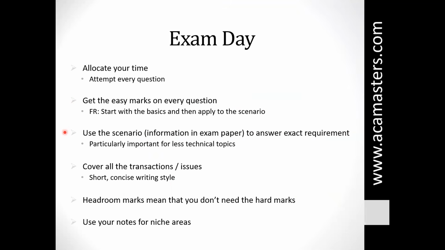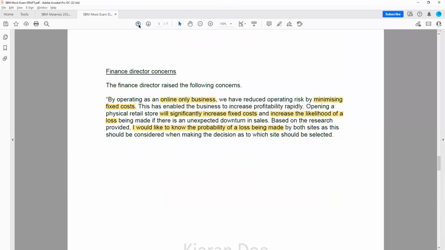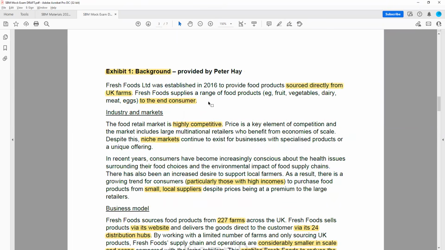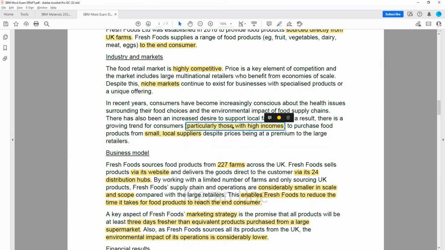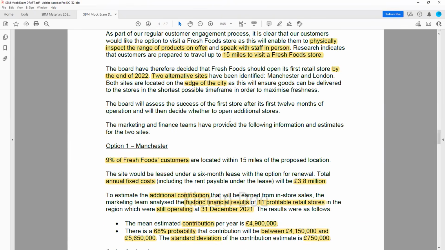So as you saw me do there, make sure you use the scenario to answer the exact requirement. Read the requirement very carefully, make sure you answer each part of it. But then when you're generating points for your answer, use the scenario as much as possible. You saw me do that. I referred to their customers as being high income, and therefore that's why London might be more appropriate. You saw me using this number here to calculate how significant those two retail stores would be, how much profit they're going to add, so looking at their relative size. So you can see I used that scenario as much as possible.